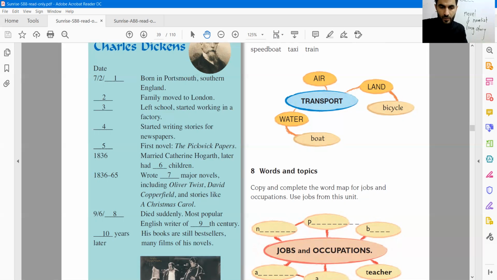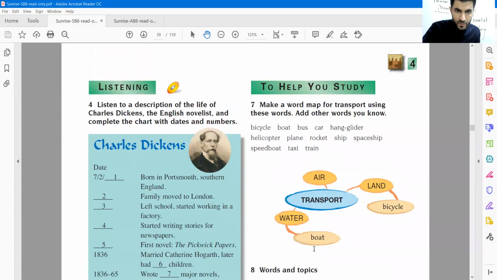So you're going to complete these dashes in your notebook, in your student's book. So 130 years later, his books are still bestsellers, with many films of his novels. Now we're going to do this one to help you study. Make a word map for transport using these words.